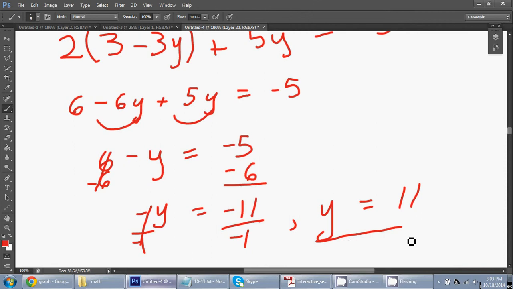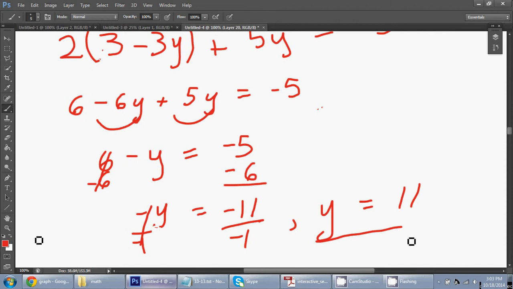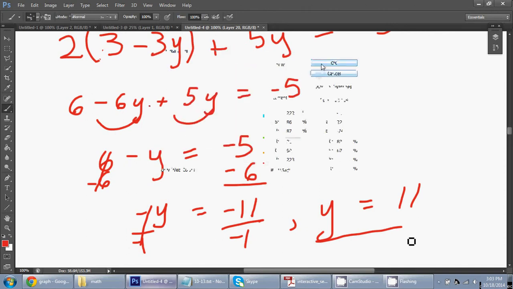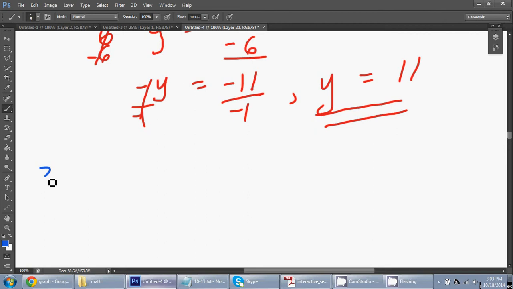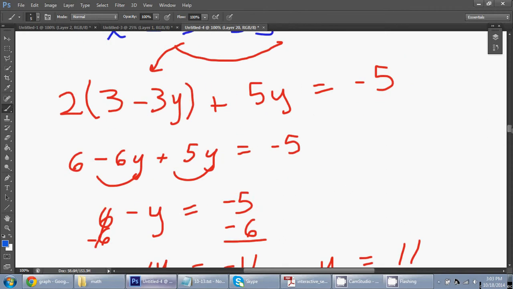Now that we know that y is equal to 11, the third and final step is to plug the variable you found back into any of the equations to get the x. So step 3, plug in the solution that you found into any equation. In this scenario we found y equals 11, and I'm going to plug that into one of the two equations. I'll plug it into the second one.